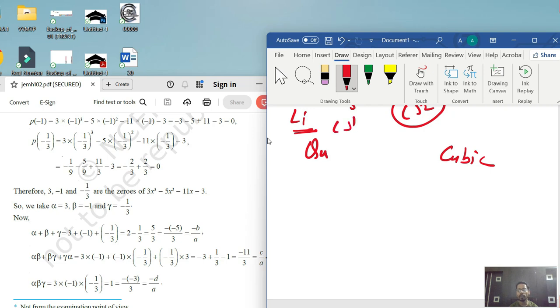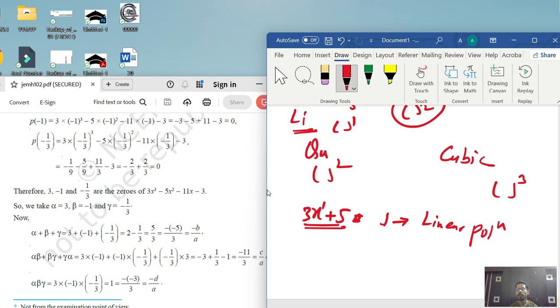So linear means power 1. Quadratic means power 2, maximum power. Cubic means 3. Suppose for example, it is given here 3x plus 5, it is a polynomial. Okay, so the power of x is 1 here. So that's why it is called linear polynomial. If the power will be 2, suppose 3x square minus 5x plus 2, so the highest power of x is 2. So 2 means quadratic polynomial.